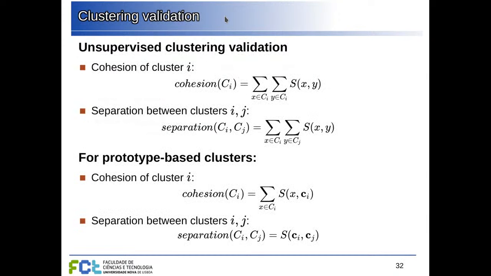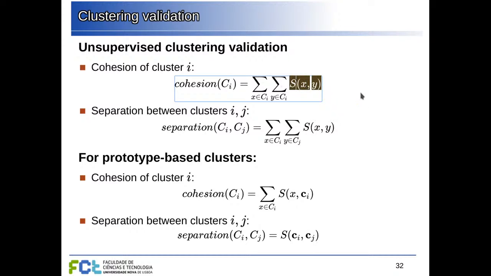The idea of the cohesion of one cluster will be the similarity of pairs of points inside the cluster summed up for all the pairs of points in the cluster. So for all x and y belonging to one given cluster, cluster I, we add up the similarity of all these points.